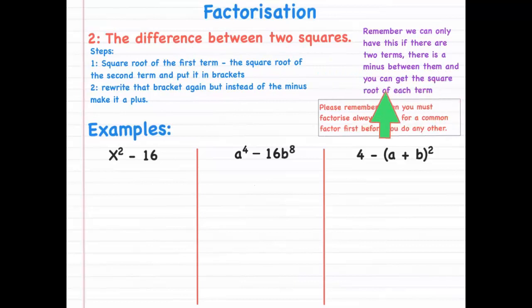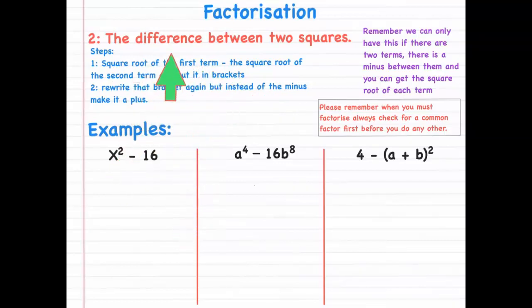And you can get the square root of each term. That's why they call it two squares, because we can get the square root of the first term and of the second term. So please remember, when you must factorize, always check for a common factor first before you do any other. That you have to remember. Now, what are the steps to do the difference between two squares? First of all, get the square root of the first term, the square root of the second term, and put it in brackets. Wonderful.